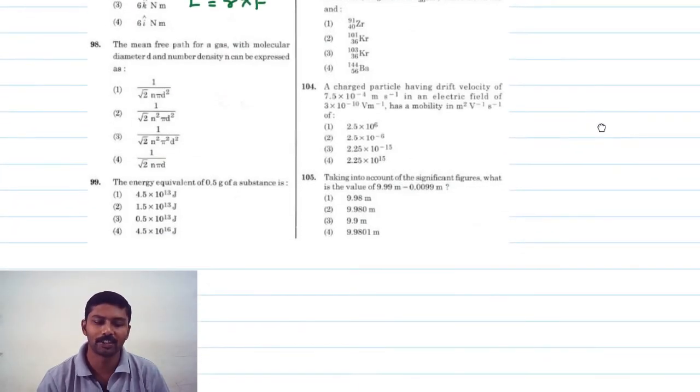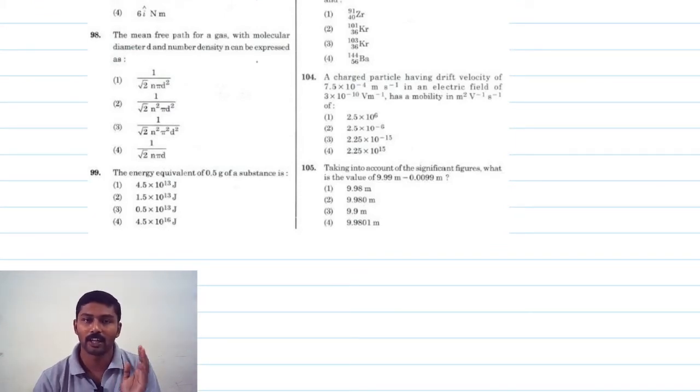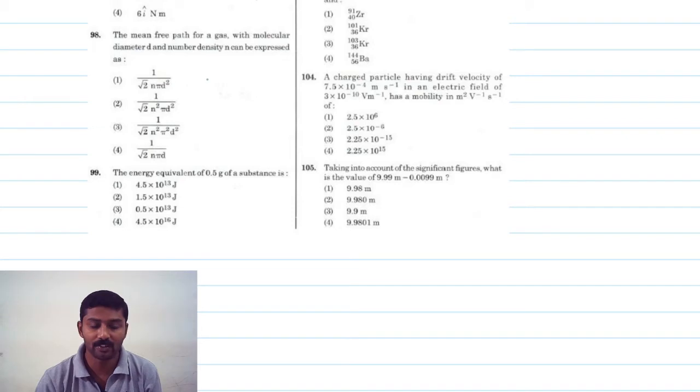So now let's look at the next question. In this particular question 98, you have to find out the mean free path of a gas molecule. Just very simple. You know that lambda is called the mean free path. Lambda is equal to 1 divided by root 2 n pi d square. The equation is straightforward. The first option is the right answer. Now the next question.